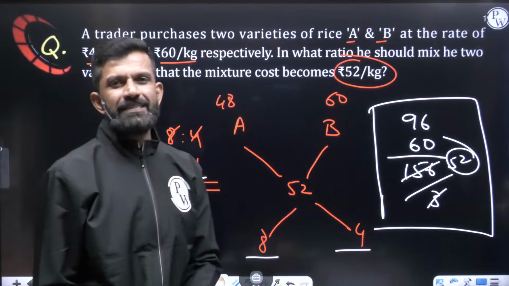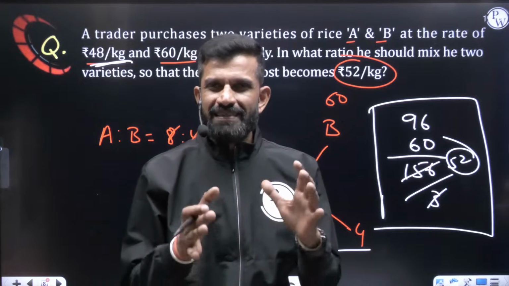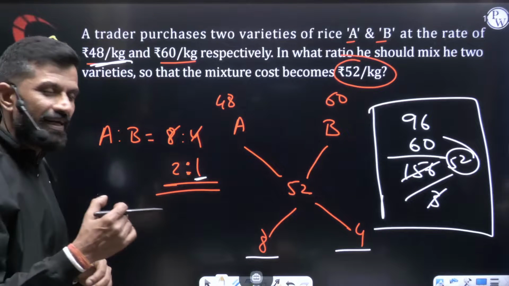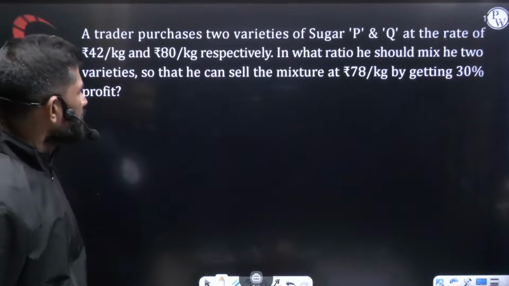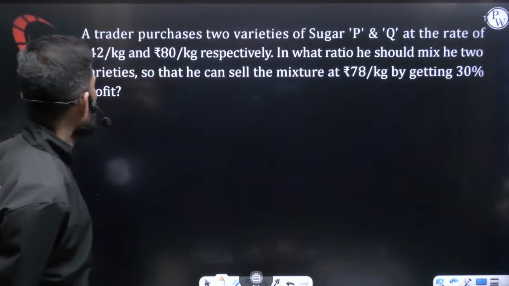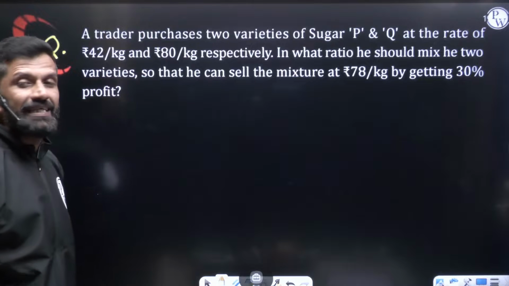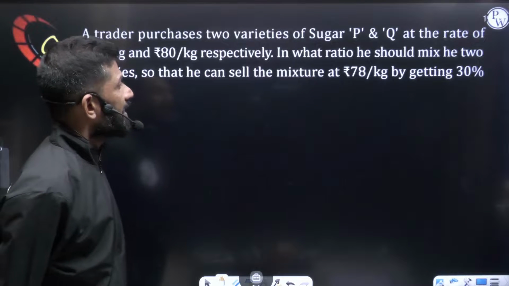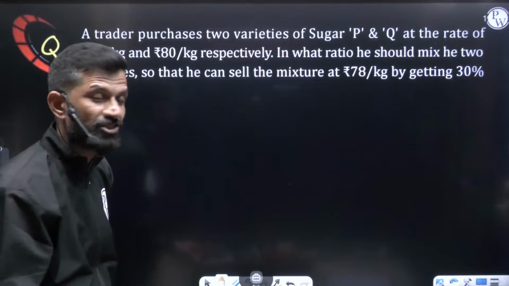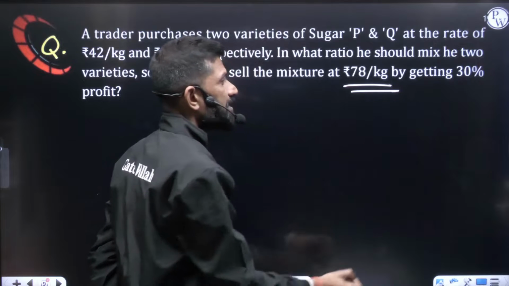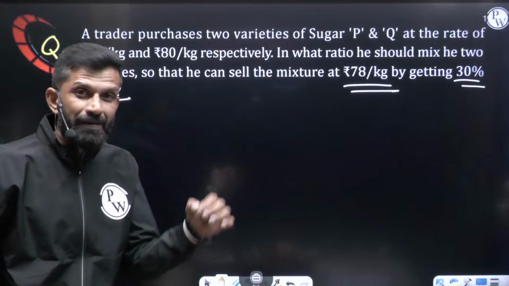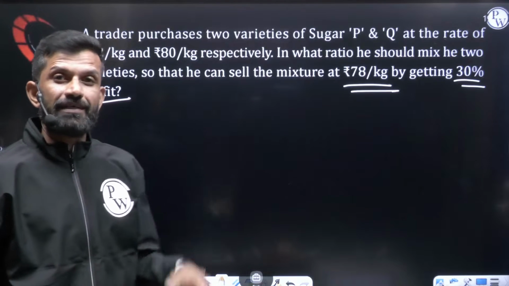But let me tell you, this is very basic. They won't give you this simple question in your GATE exam, then what type of question can they place? Let us understand. Here you can see, a trader purchases two varieties of sugar, P and Q, at the rate of 42 rupees per kg and 80 rupees per kg respectively. In what ratio he should mix the two varieties so that he can sell the mixture at 78 rupees per kg by getting 30% profit. Selling price is given as 78 and he should also get 30% profit.